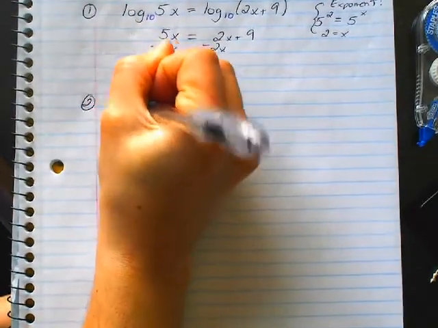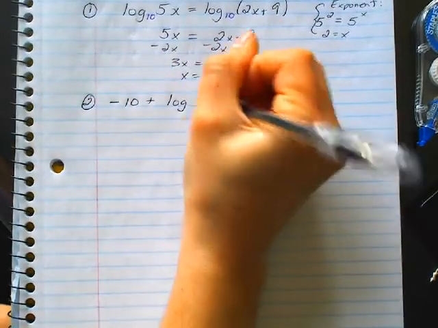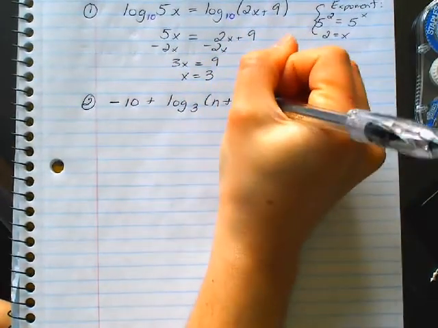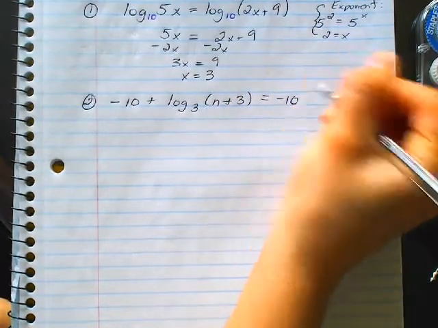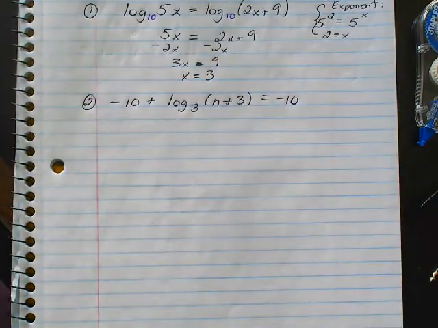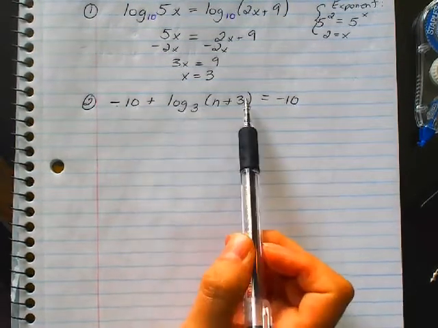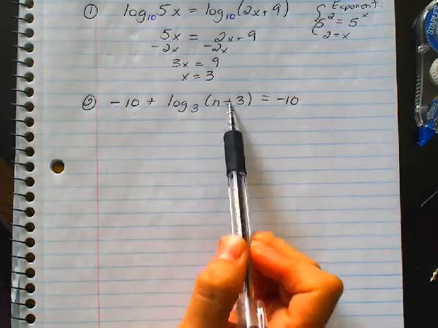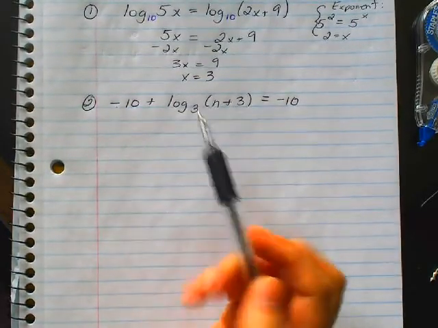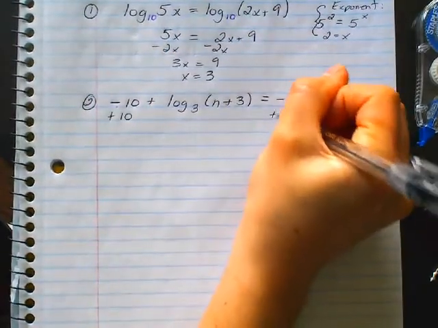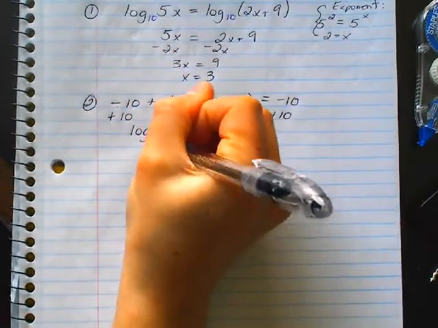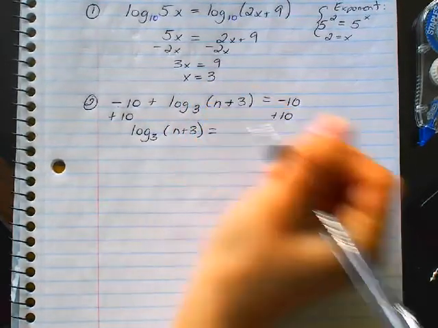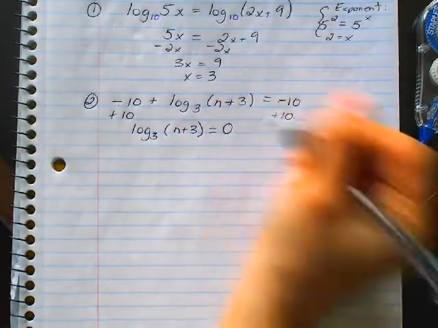reads negative 10 plus log base 3 of n plus 3 equals negative 10. Okay, so we are going to apply logarithm rules here, but the rules of algebra still apply. We're adding together negative 10 plus a log. So in order to get this n isolated, I'm going to start by just getting rid of that negative 10 by adding 10 to both sides. That leaves us with log base 3 of n plus 3 equals negative 10 plus positive 10 is 0.